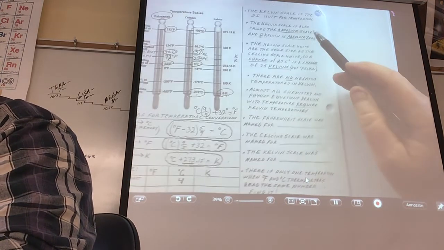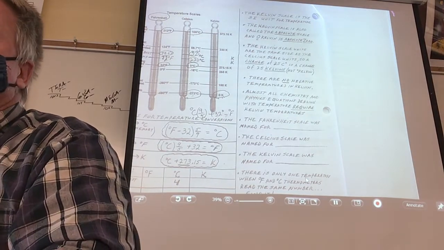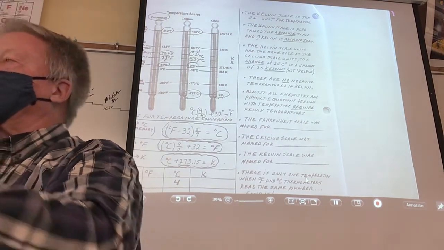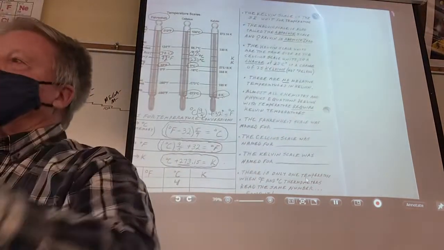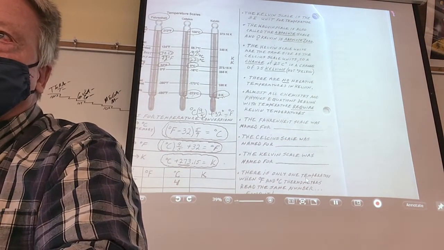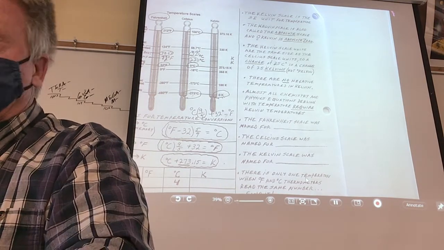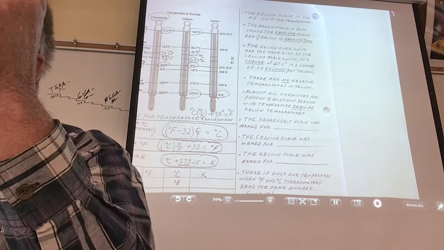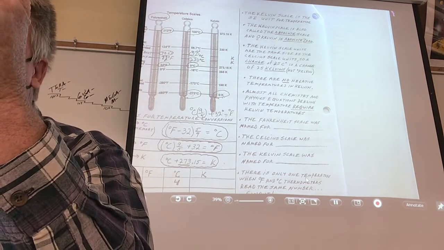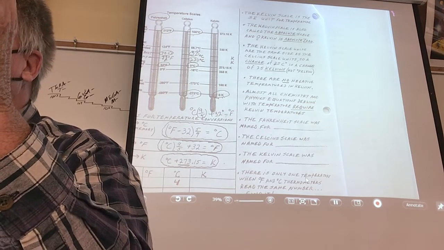All right, ready? The Kelvin scale is the SI unit of temperature. Why didn't they pick Celsius? Even though everybody uses Celsius, you can't put a scale with positive and negative numbers into mathematical equations. So you have to convert to Kelvin. Oh, by the way, I didn't tell you this. They're called degrees Fahrenheit. They're called degrees Celsius. They are not called degrees Kelvin. They're called kelvins. Okay, they're kelvins.